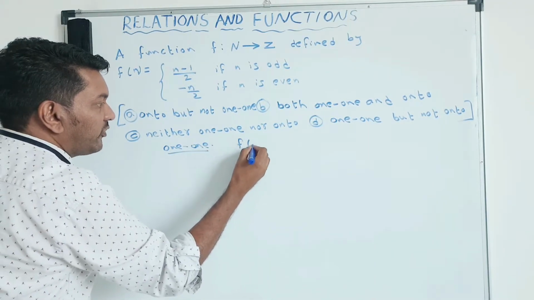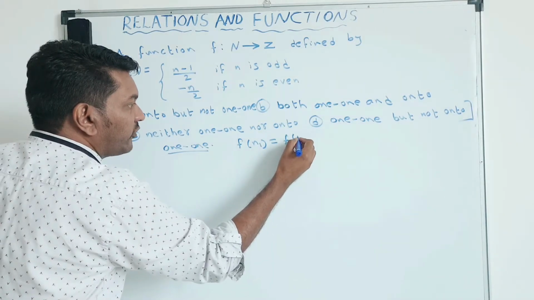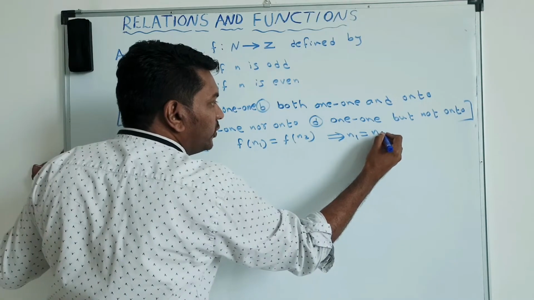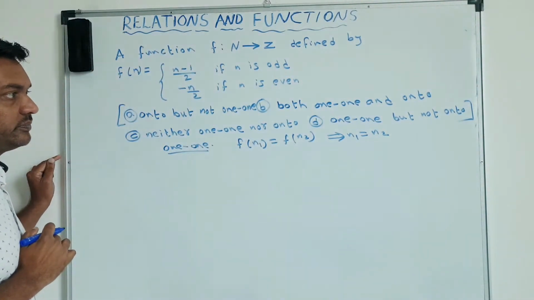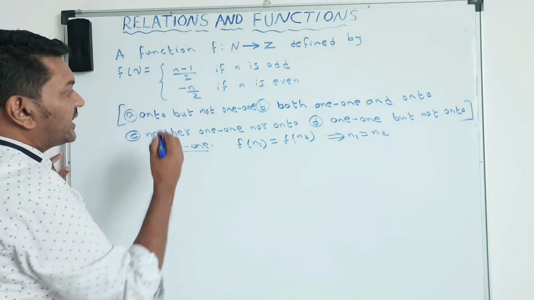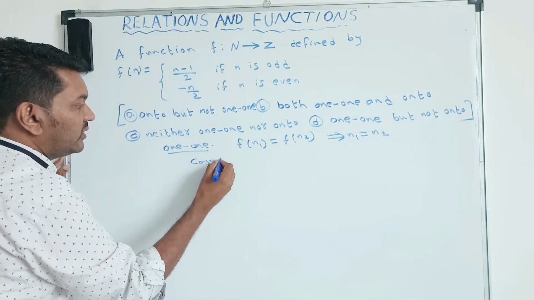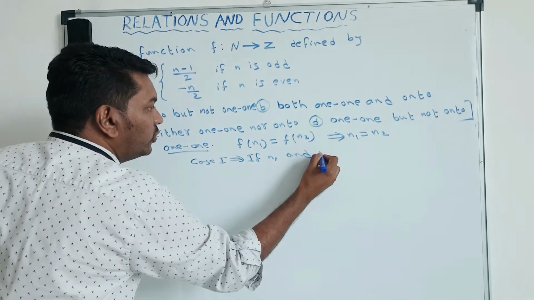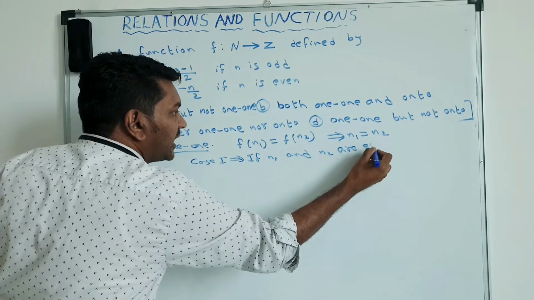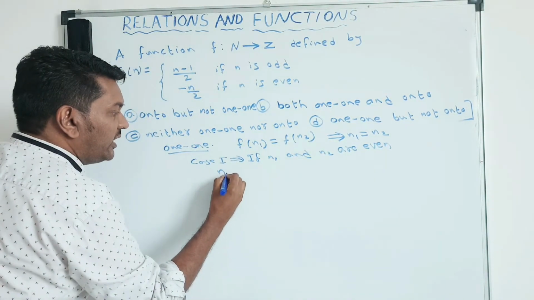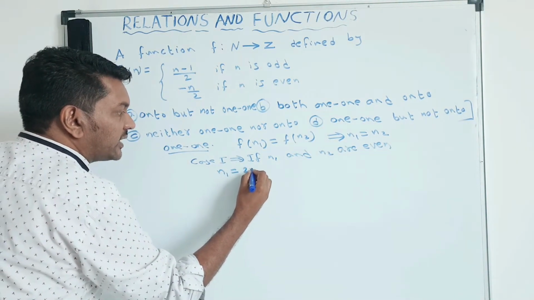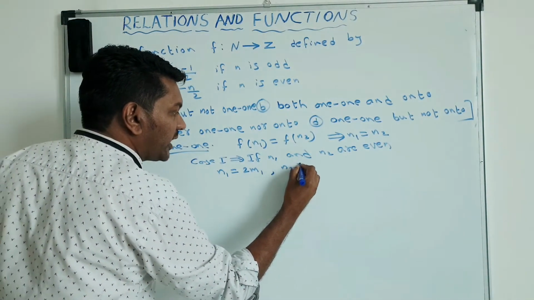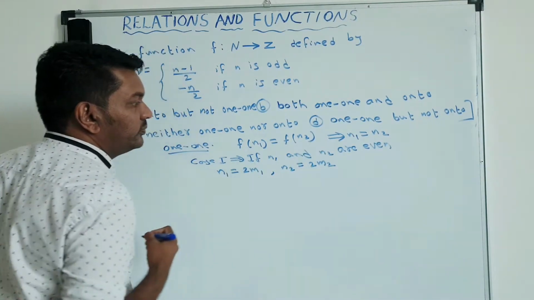One-to-one means if f of n1 equals f of n2, this gives you n1 equals n2, then it is a one-to-one function. So I am taking case 1: n1 and n2 are both even numbers. An even number n1 can be written as 2m1, because 2 times some number is an even number, and n2 you can write as 2m2.